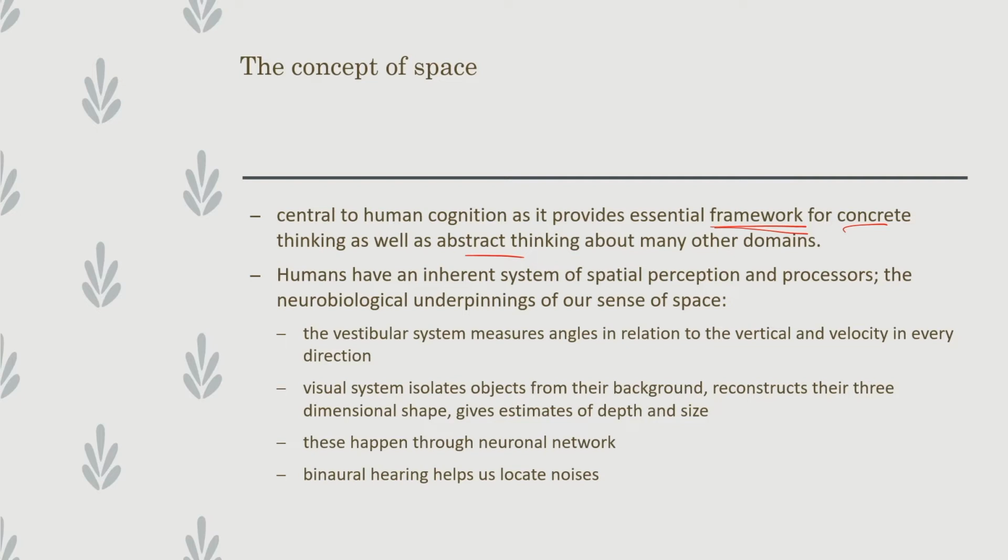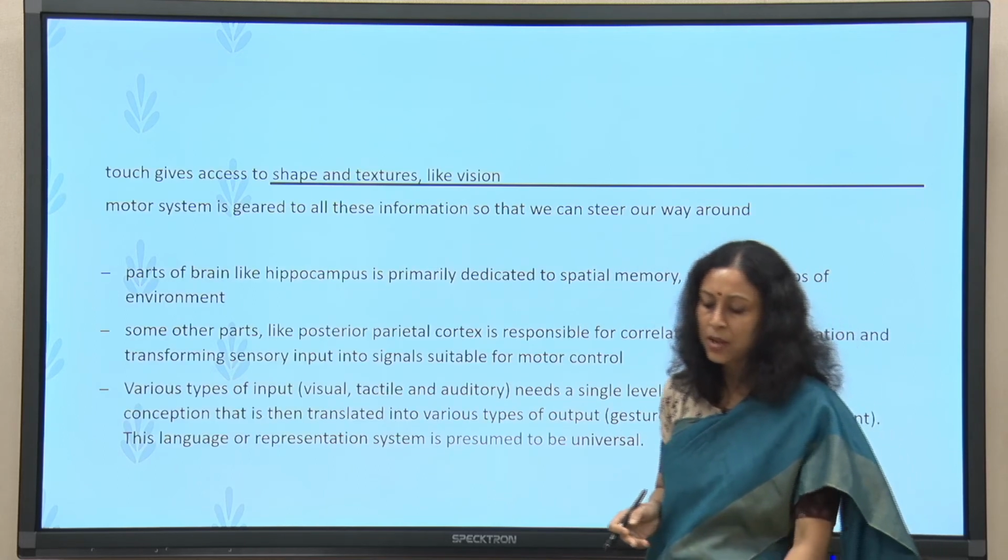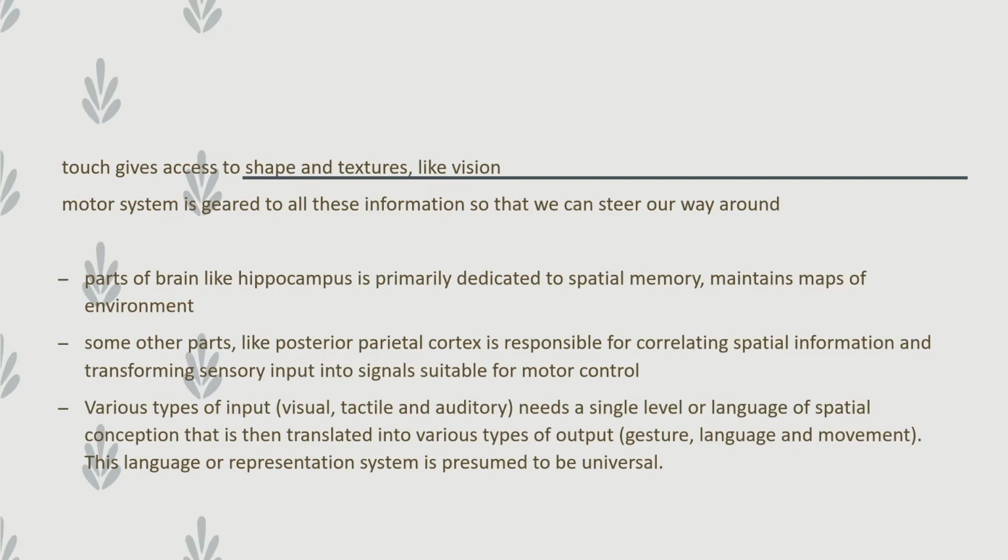So, humans are born with an inherent system of spatial perception and processors. We have the senses, as well as distinct neuronal networks that are dedicated to this particular function. Touch gives us shape and textures, like vision, and the motor system is also geared up. So, basically on the one hand you have the senses, vision, auditory and haptic, and on the other hand you have the motor system geared up to work in tandem with the information that is generated by the senses.